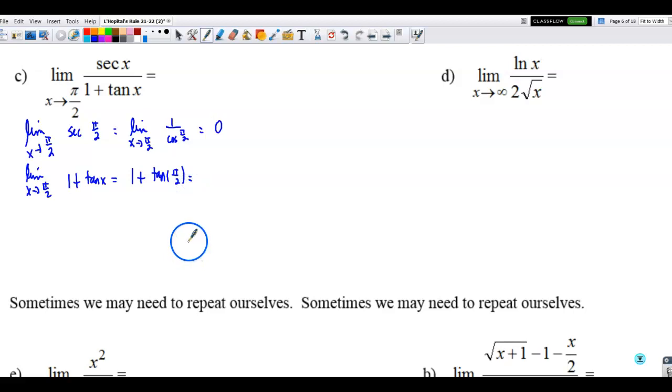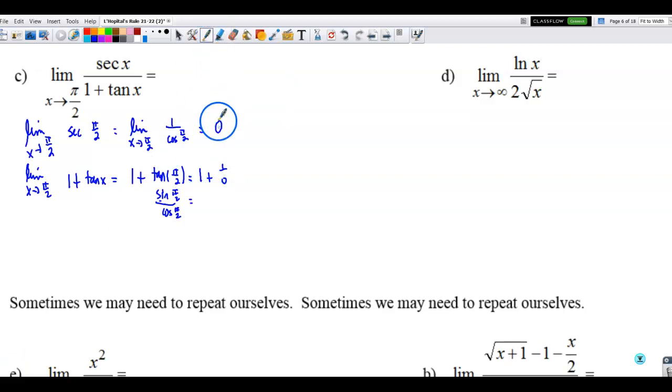pi over 2. The tangent of pi over 2, remember tangent is sine over cosine. The y value at pi over 2 is 1, and the x value is 0. So this is going to be 1 plus 1 over 0. The cosine of pi over 2 is 0, I think I said that backwards. The sine is 1 over 0.